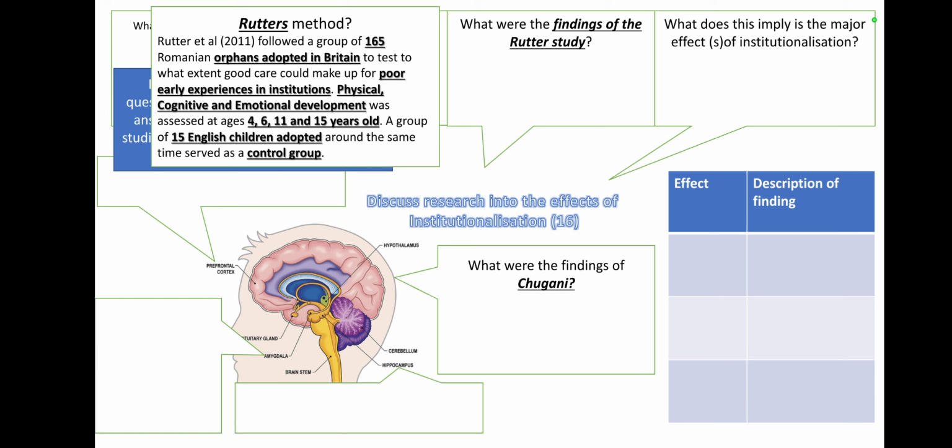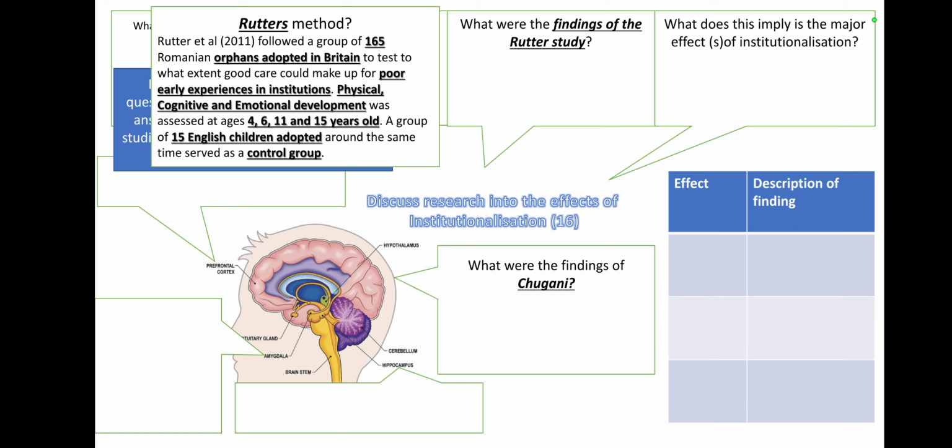Please do get used to using those 3 headings, because when we're talking about the experiences of institutional care, we normally refer to those 3 categories of effect: physical, cognitive and emotional development. This was to investigate whether early experiences in institutions had an impact on long-term development. So Rutter was tracking long-term development by following these children up to and including the age of 15. You can see at the bottom that they assessed the children at a variety of different ages, so at 4, 6, 11 and then latterly at age 15.